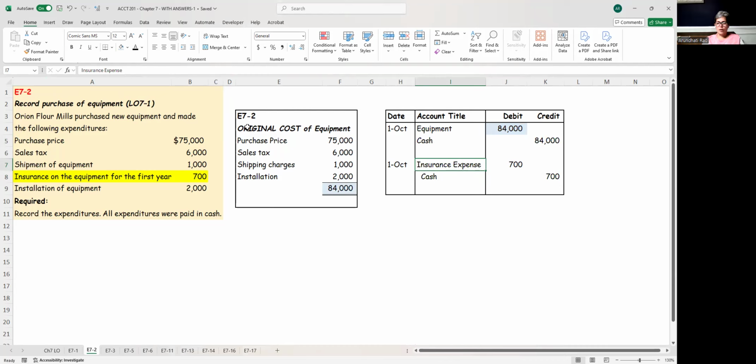Now, one of the reasons why it is so important that we identify what the original cost of the equipment is, is because $84,000 is being capitalized over here in our books. I keep it as an asset in my balance sheet, and I'm going to depreciate the asset over the estimated useful life of the asset. We'll take care of depreciation in a future exercise. So with that, we move on to our next exercise.